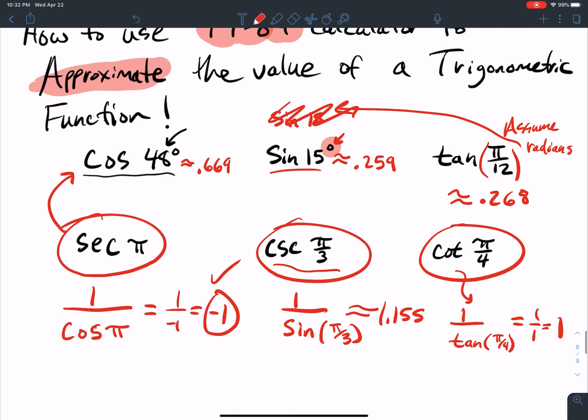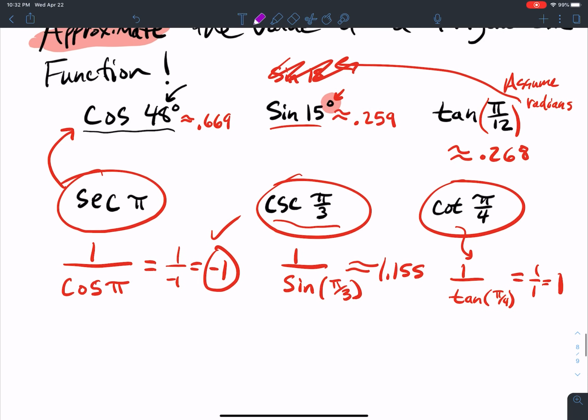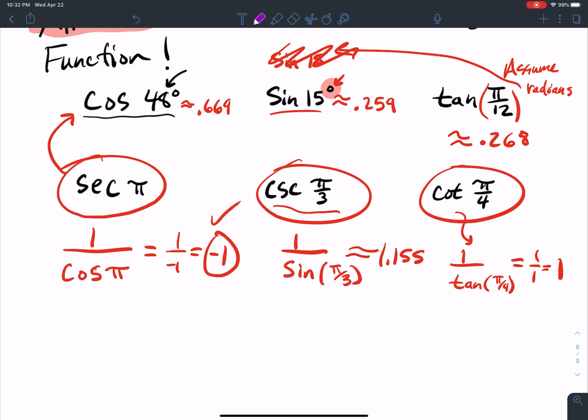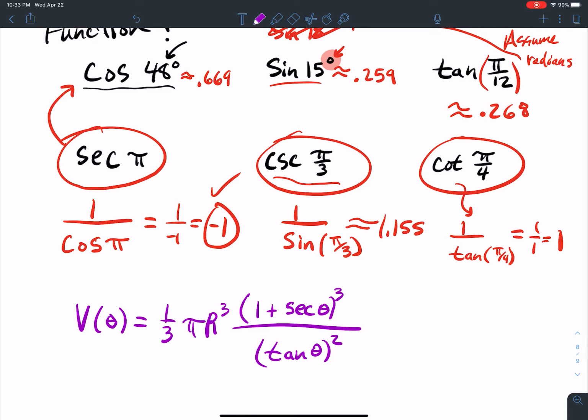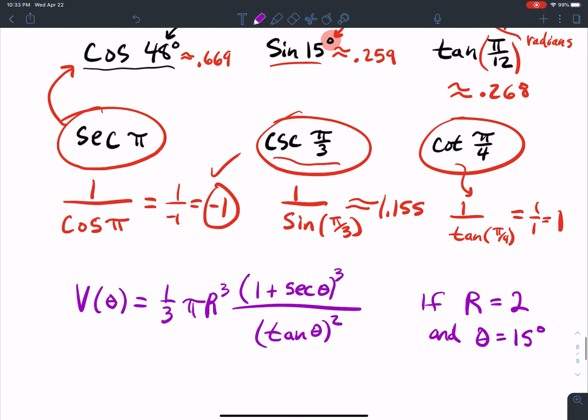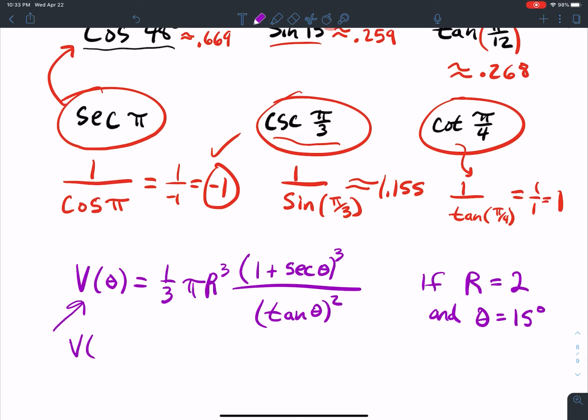Now say there's some application problems. They give you some wonky formula. And look, guys, this isn't a formula for anything. I'm just going to make up some weird looking formula off the top of my head. And then you can use that formula to find X, Y, Z, whatever. So maybe this formula is like 1/3 pi r cubed times 1 plus secant theta cubed over tangent theta squared, okay? And then maybe I say I want to know, if r is equal to 2 and my theta is equal to 15 degrees, what is this V of 15 degrees, right?